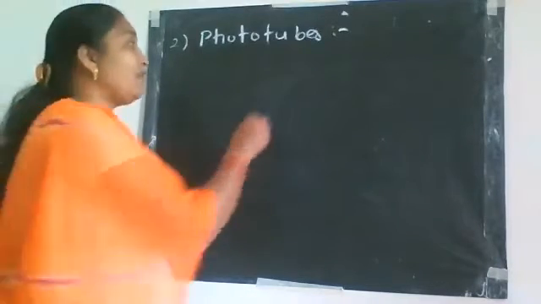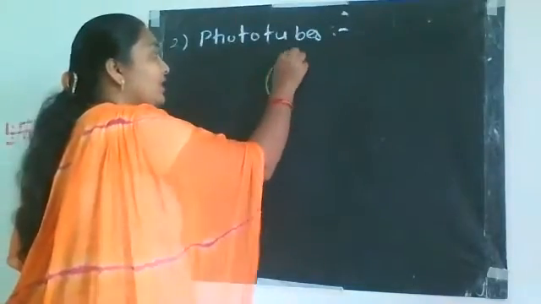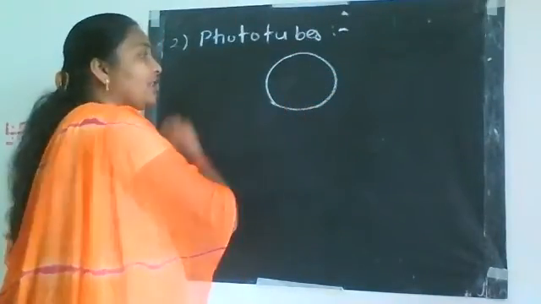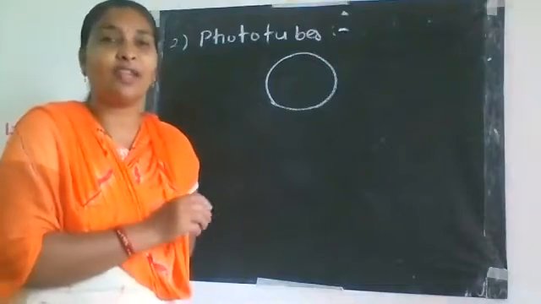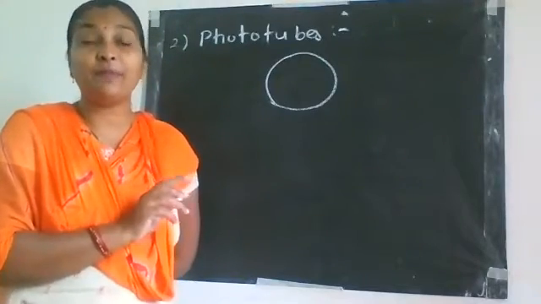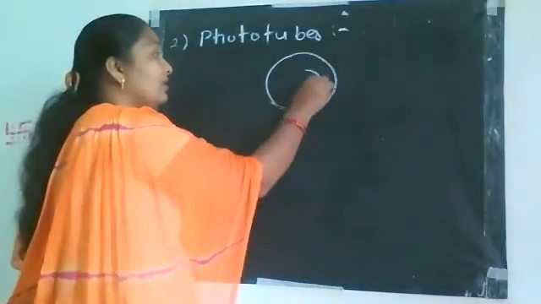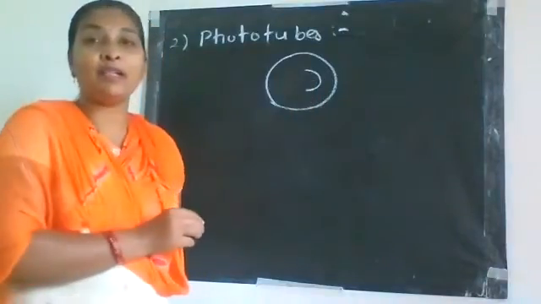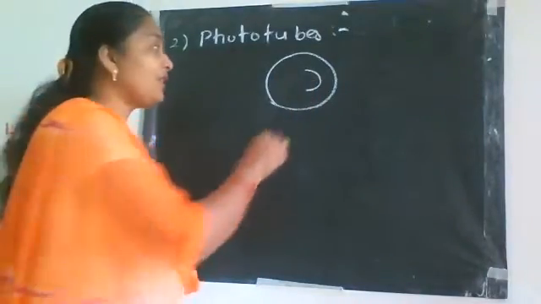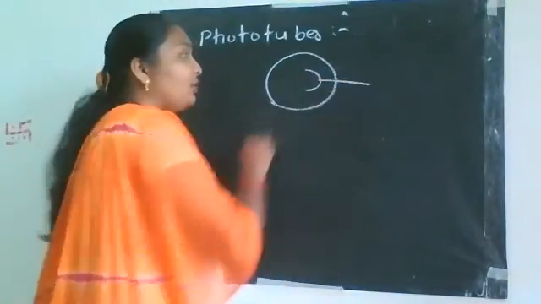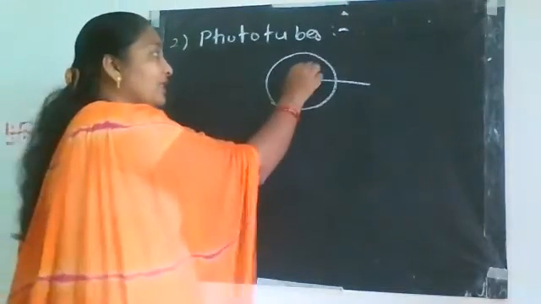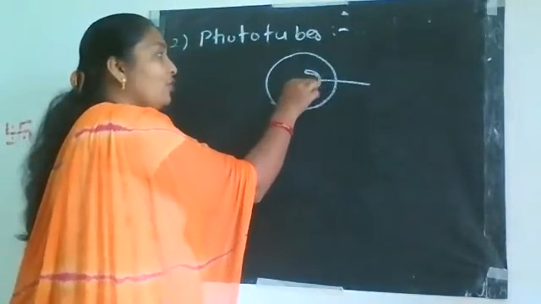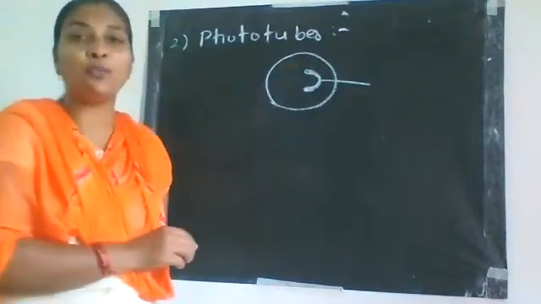It contains an evacuated bulb. Evacuated means all the air is taken out of that. Now this bulb is fitted with a cylindrical metal cathode. This is the cathode. Now the inner side of the cathode, this side of the cathode, is coated by the light sensitive material.